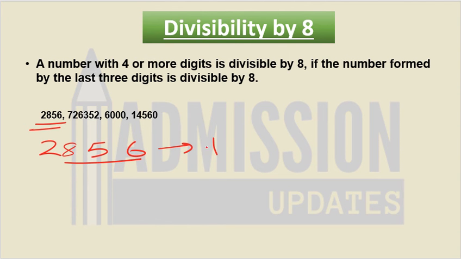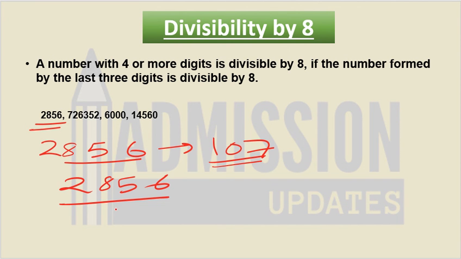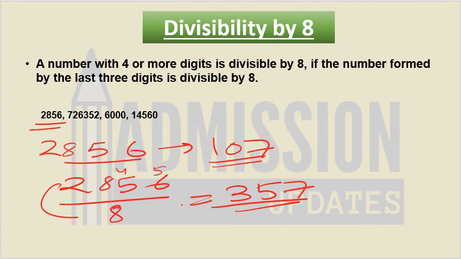8 ones are 8, 0, 8 sevens are 56. Now let us check whether 2856 is divisible by 8 or not. So 8 threes are 24, here it will be 45, 8 fours are 32, 8 fives are 40, then here it will be 56, 8 sevens are 56. So this number is divisible by 8.